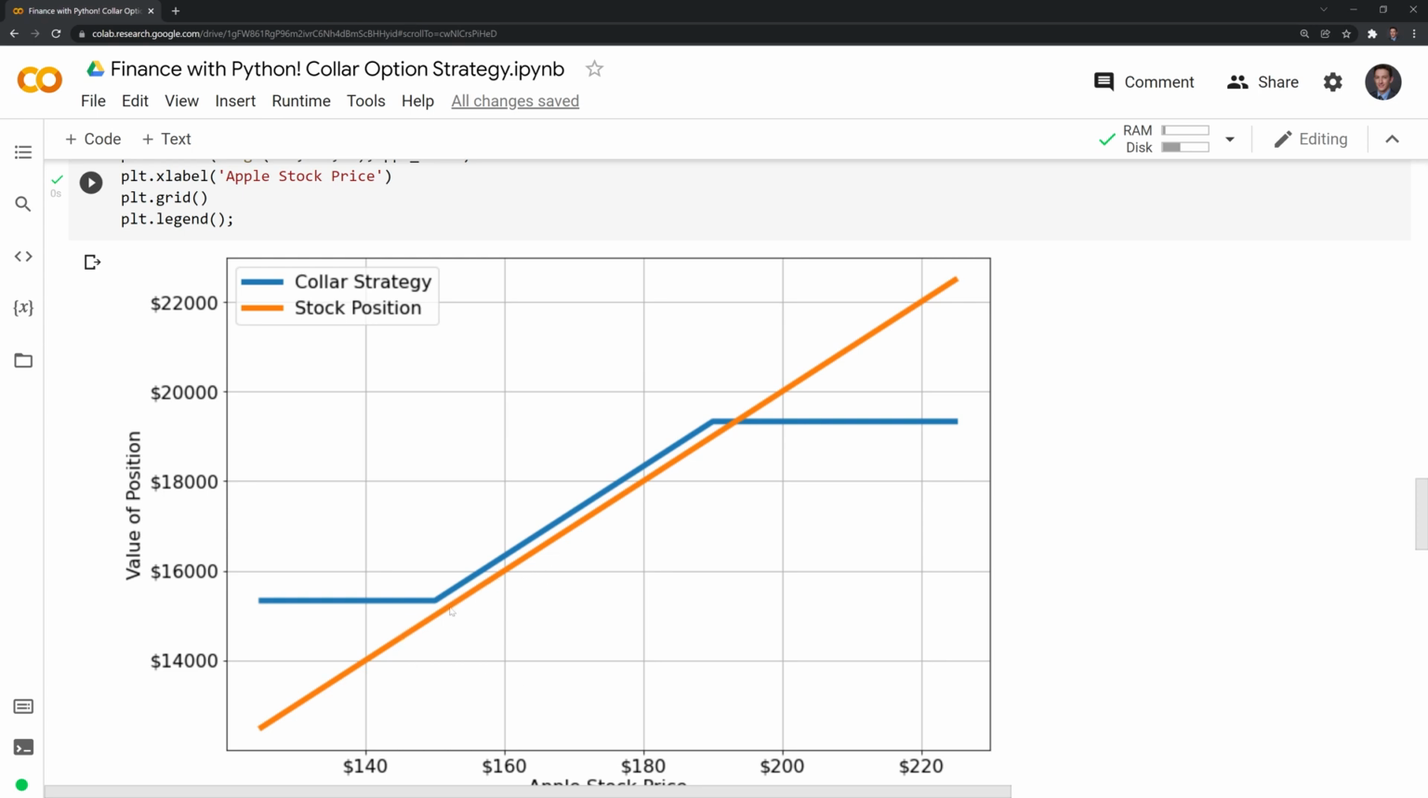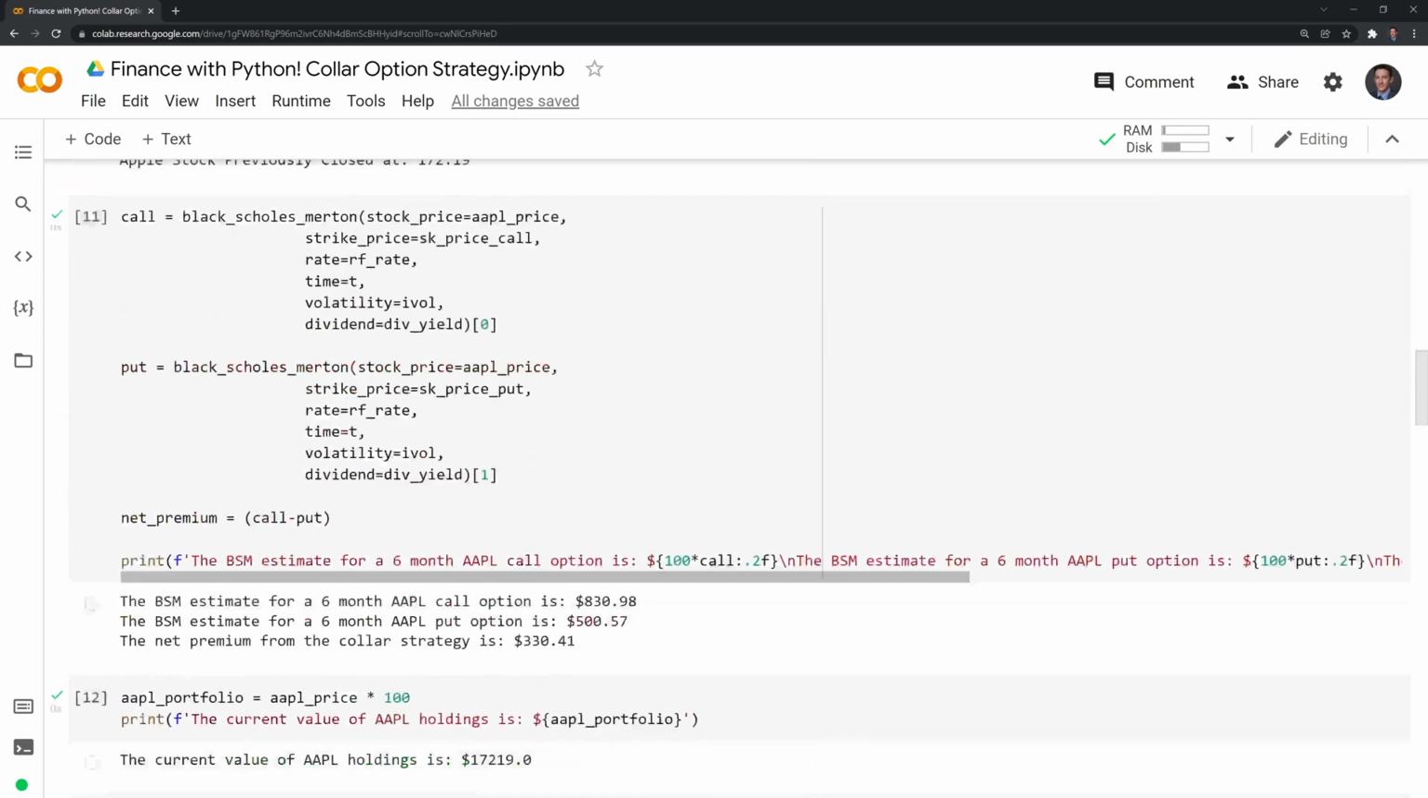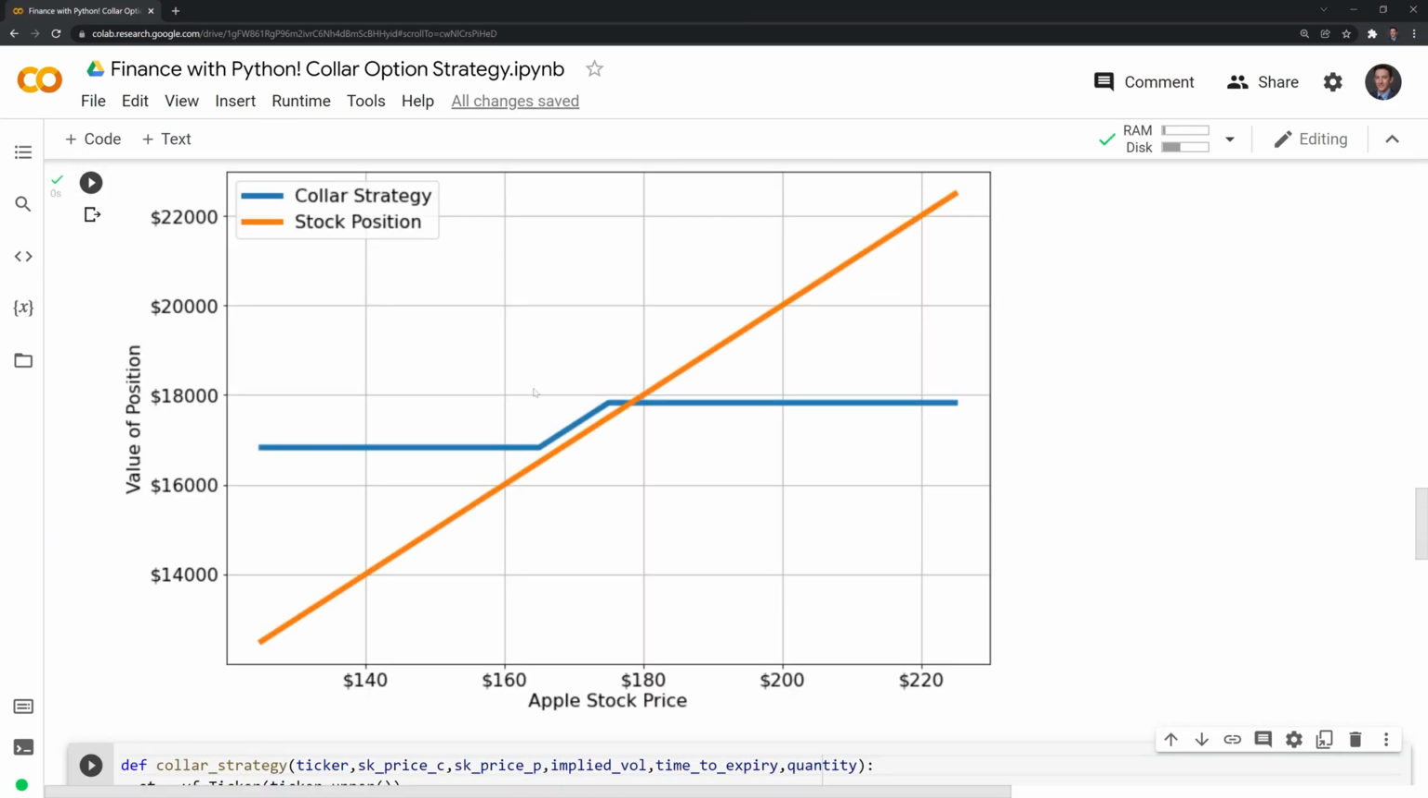We can also take a look at what happens if we tighten the collar, meaning that we bring the strike prices closer to the actual trading price. Here we have a tighter collar where the range of outcomes is much smaller and it's limited to a downside of $165 plus the net premium, and the upside is also limited to $175 plus the net premium. Depending on whether you want less risk or more risk, or a broader or tighter range of outcomes, you can play with the collar and the strike prices to see how that would affect the collar strategy.